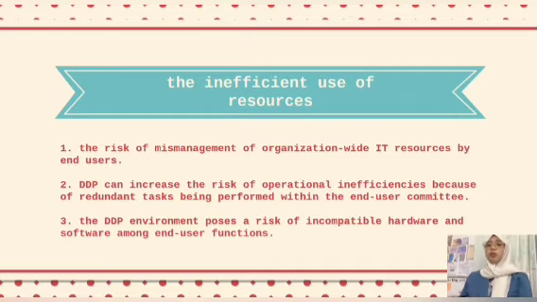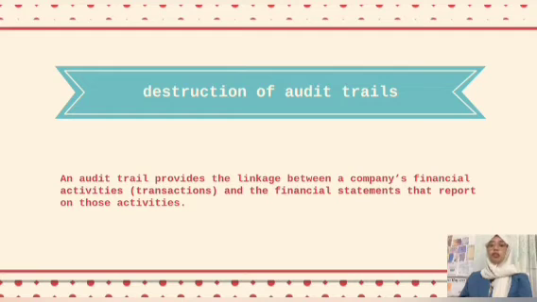Next potential problem to be discussed here is the destruction of audit trails. The audit trail provides linkage between a company's financial activities and the financial statements that report those activities. Auditors basically use the audit trail to trace selected financial transactions from the source documents that capture the events through the journals, subsidiary ledgers, and general ledger accounts that recorded the events, and ultimately to the financial statements themselves. The audit trail is critical to the auditor's attest service.